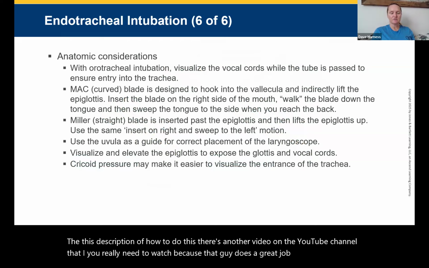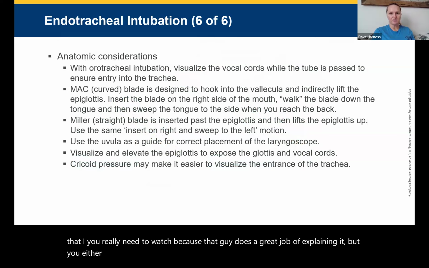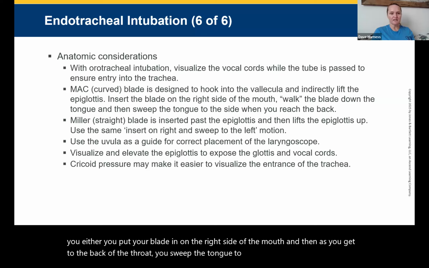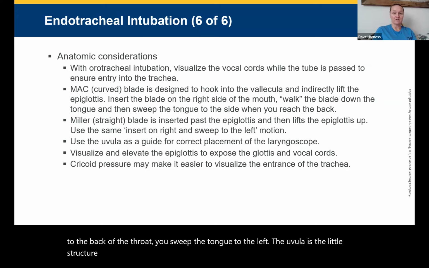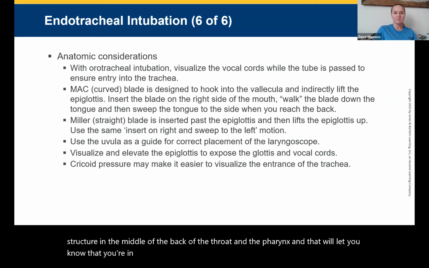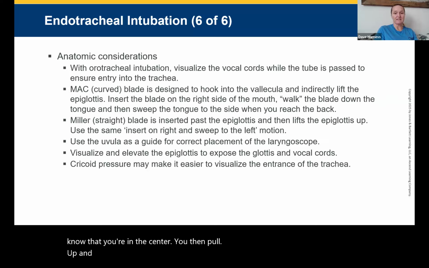But you put your blade in on the right side of the mouth, and then as you get to the back of the throat, you sweep the tongue to the left. The uvula is the little structure in the middle of the back of the throat and the pharynx, and that will let you know that you're in the center. You then lift up, and should be able to see the glottis and then the vocal cords.